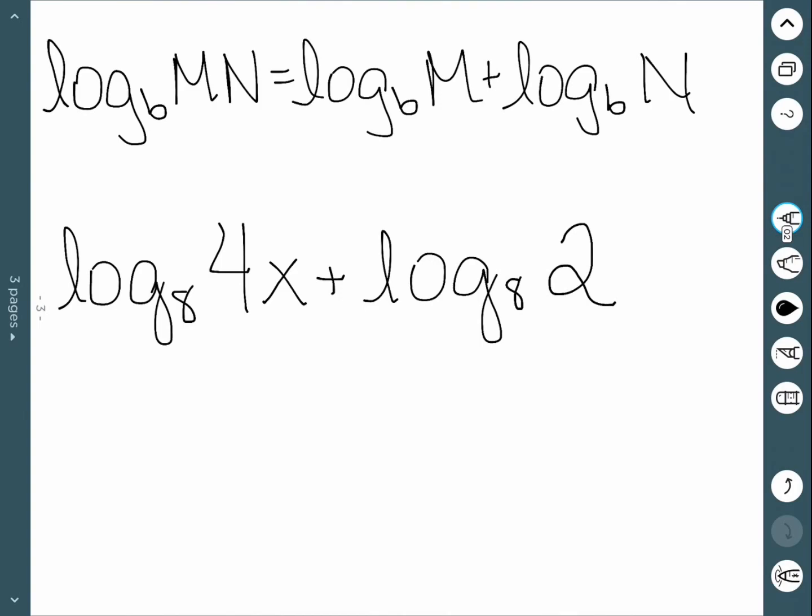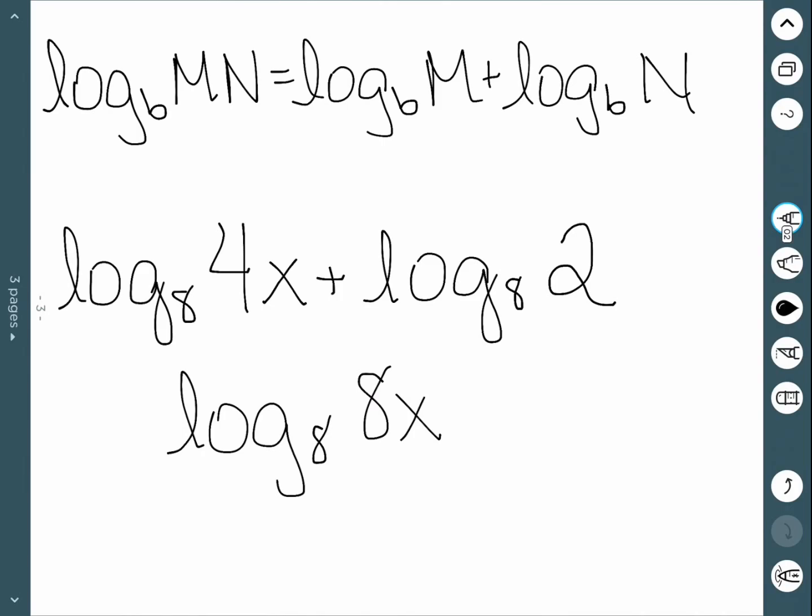We can also go the other way. Here I have log base 8 of 4x plus log base 8 of 2. Well, we can actually condense this and multiply. 4x times 2 would be 8x. So this is the same thing as log base 8 of 8x. So these properties do go both directions.